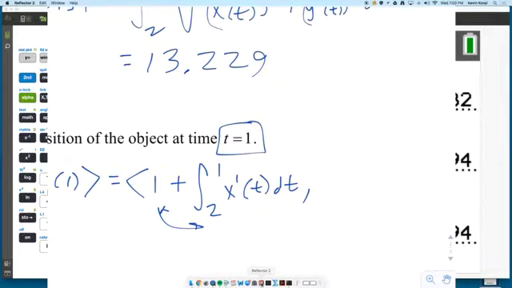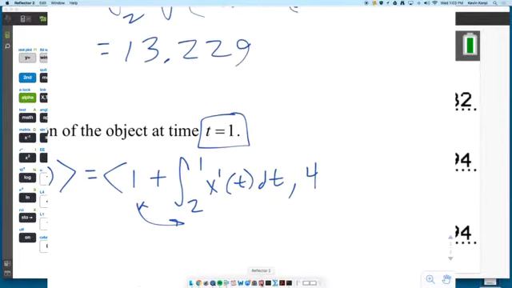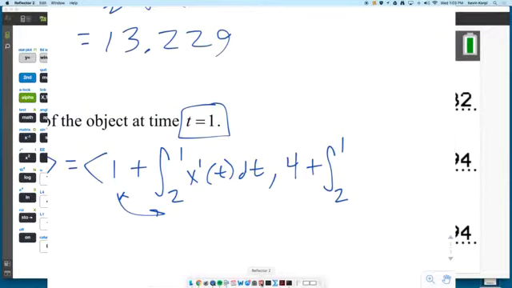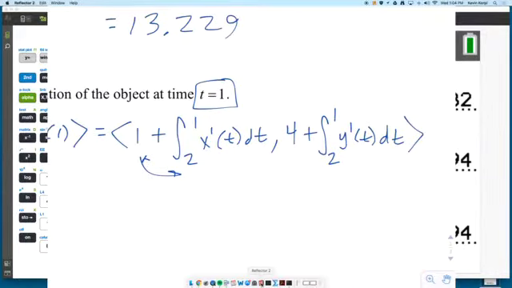And then very similar for the y-coordinate started at 4, right? Plus the integral from when it was at 4, which is still at t equals 2, to where we're trying to get to, t equals 1, of y prime of t. So there's just a lot to keep track of, right? Because we have this third variable now. But we're just doing everything that we did previously. We're just doing it twice. So there would be the integral setup. And now we just have to type it in twice.